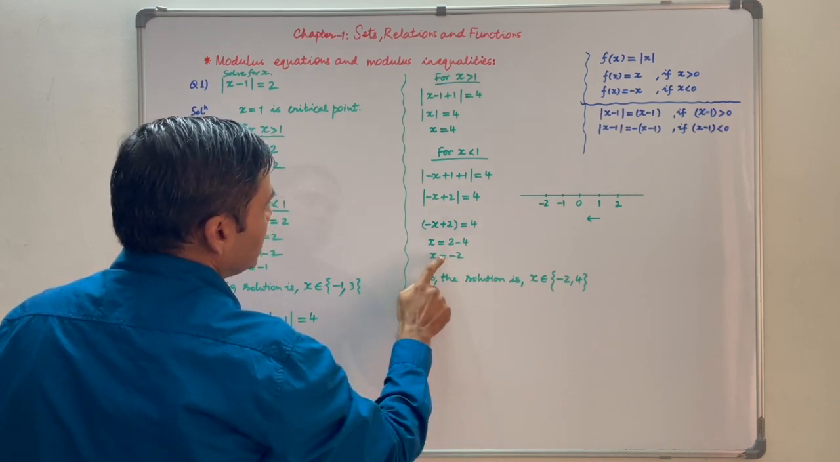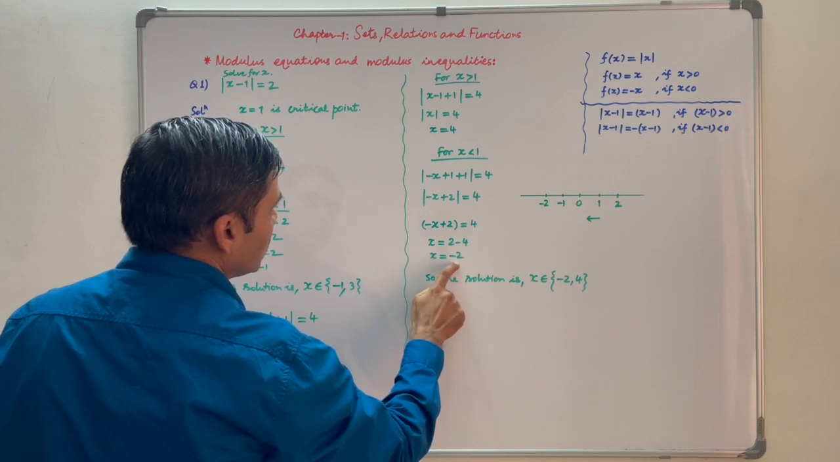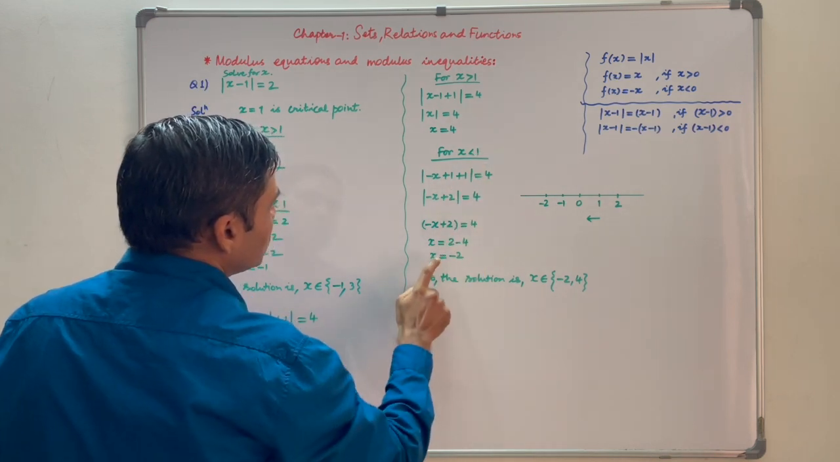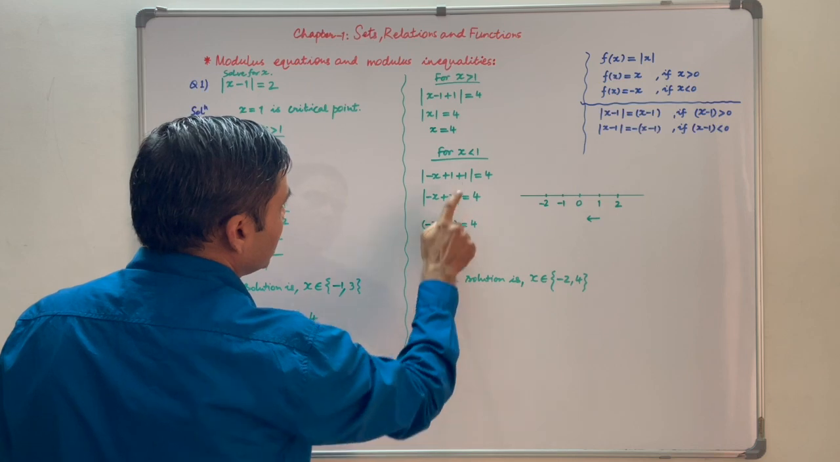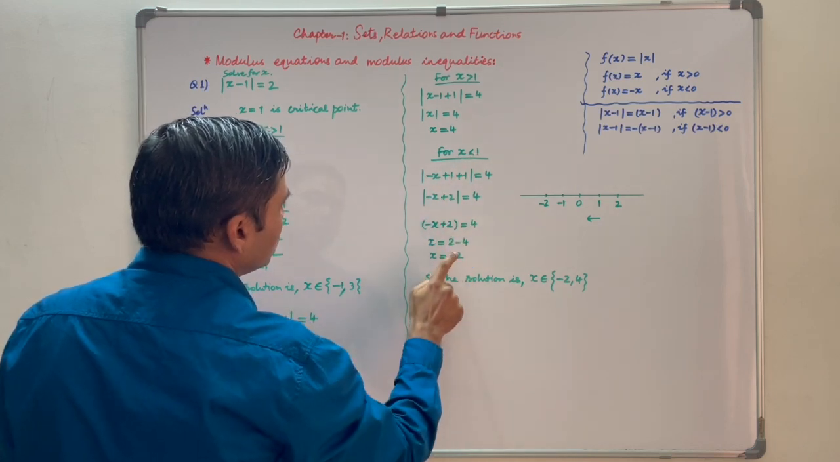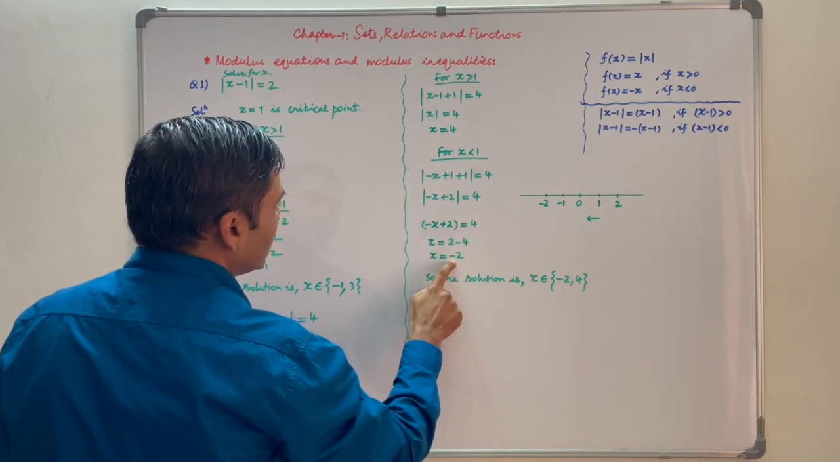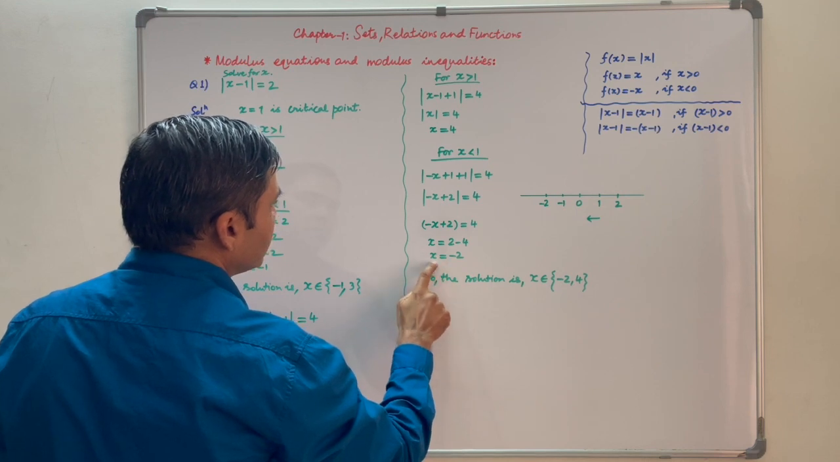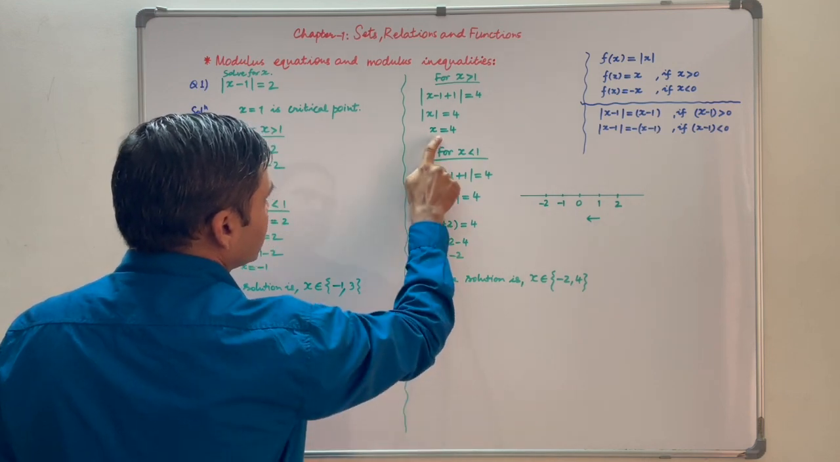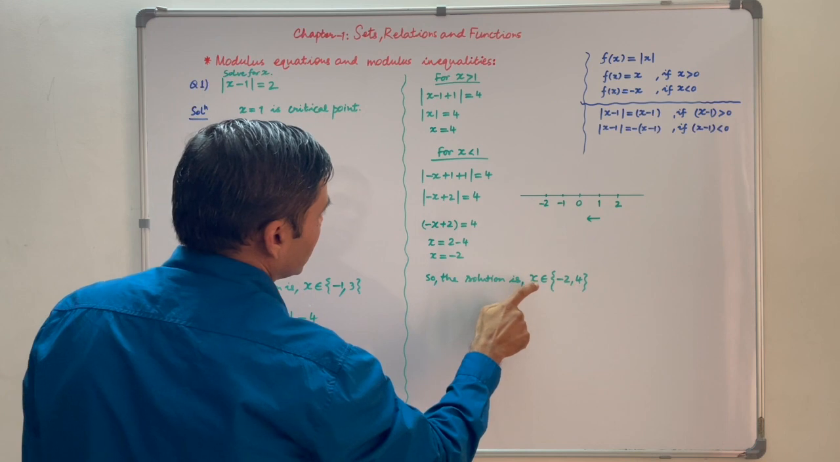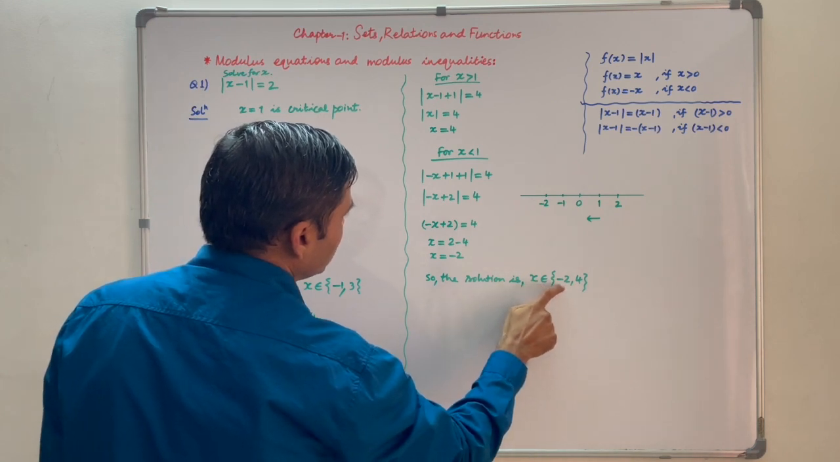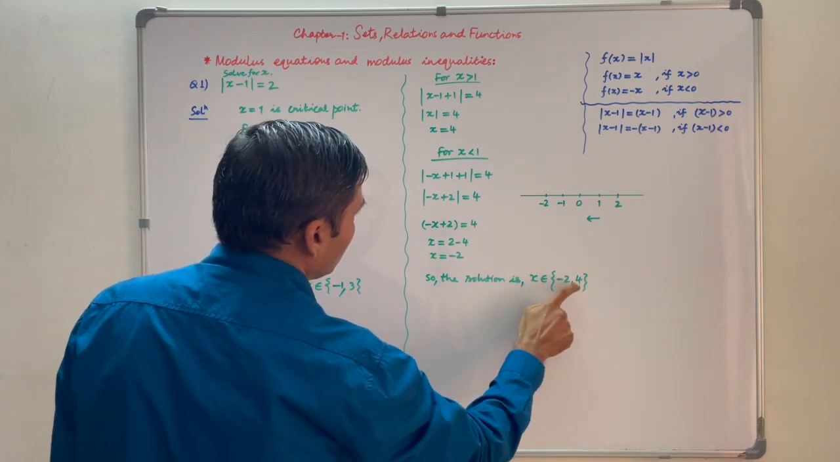So let us check whether x equal to minus 2 is a solution or not against this condition. So x is equal to minus 2, whether x is less than 1? Yes. So this is another solution. So there are two possible solutions, x is equal to minus 2 and x is equal to 4. So we can write it as x belongs to these 2 points, minus 2 and 4.